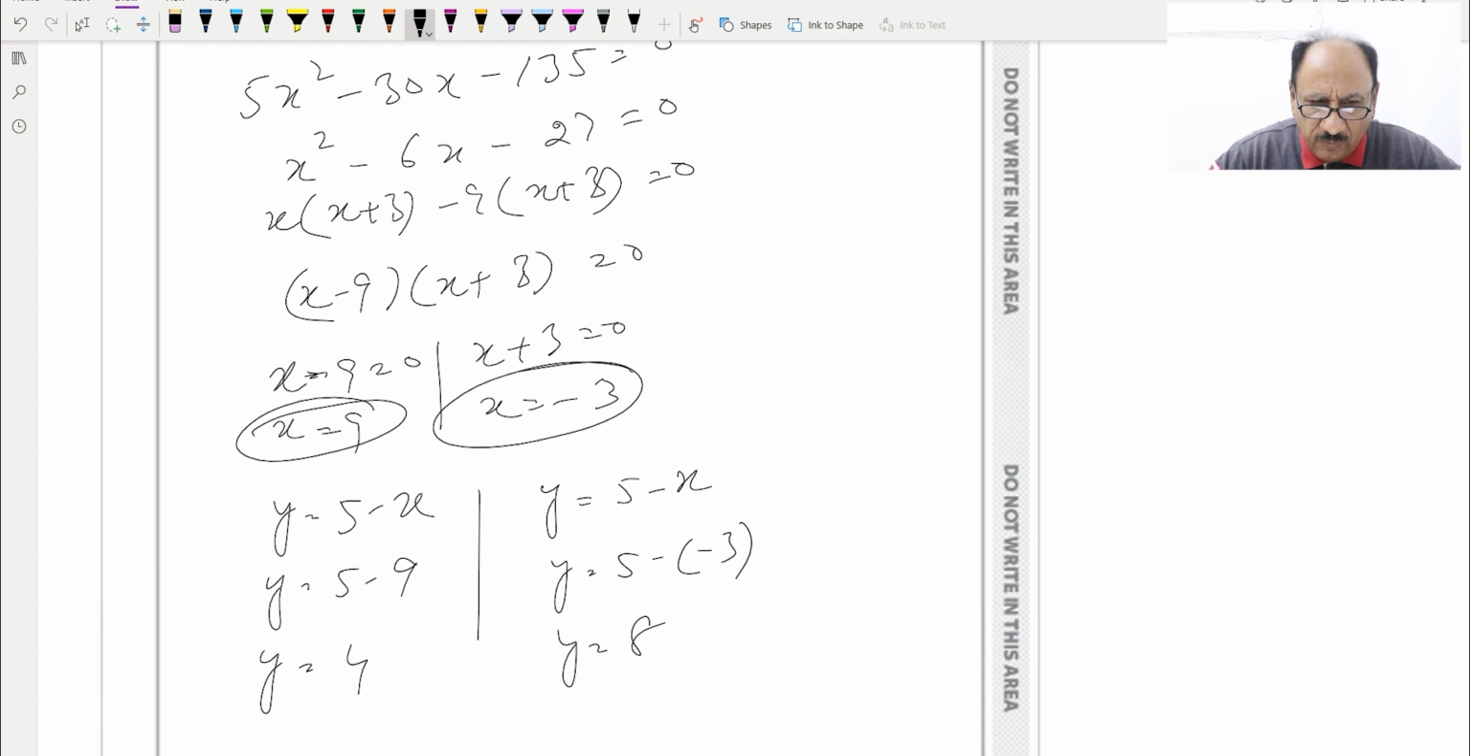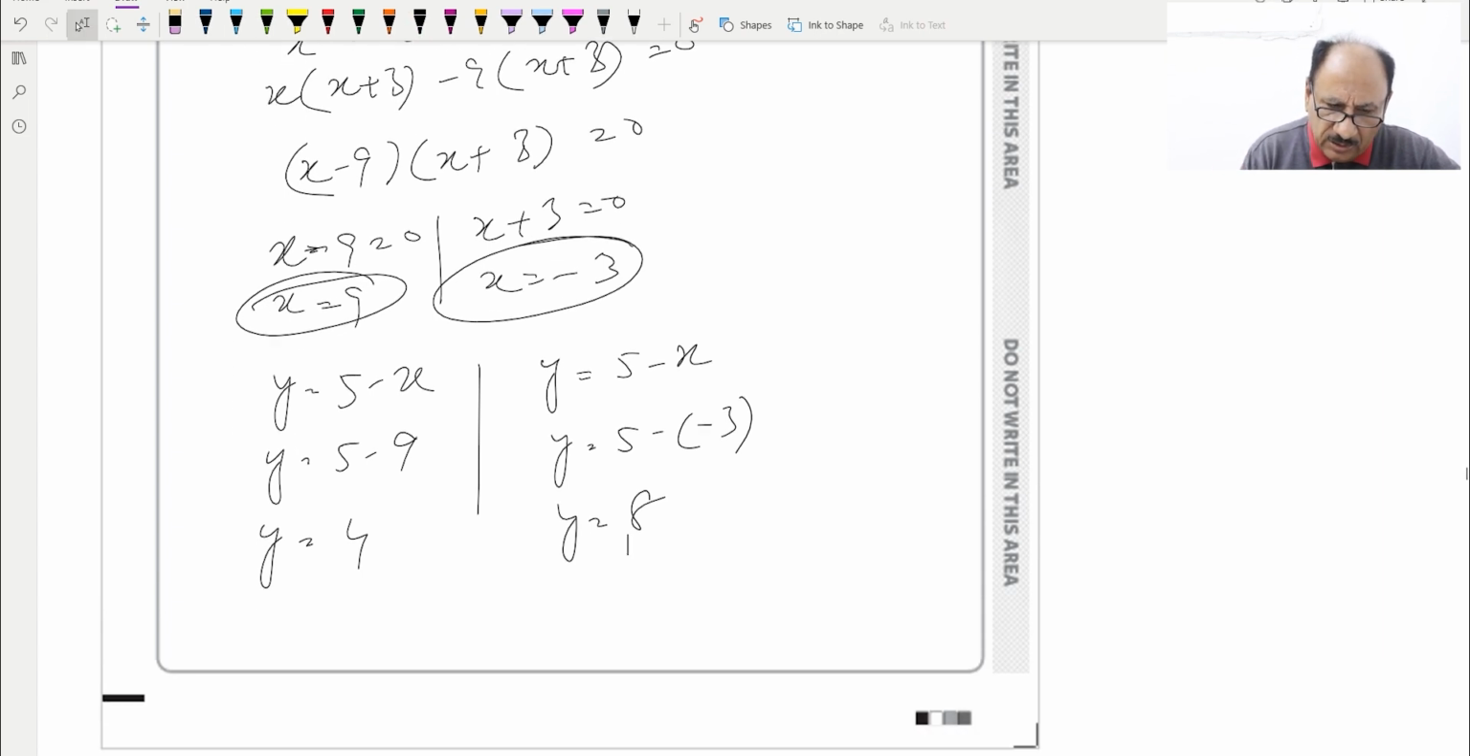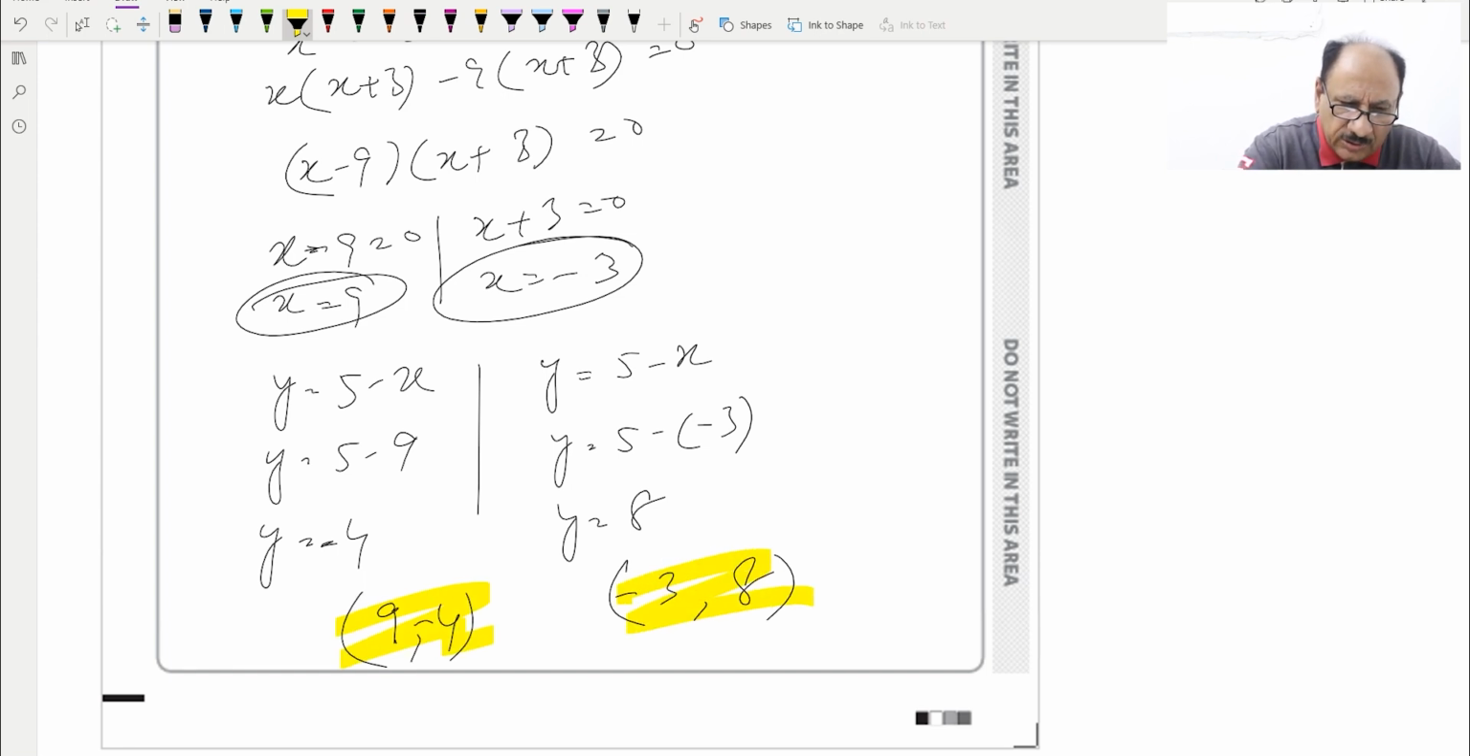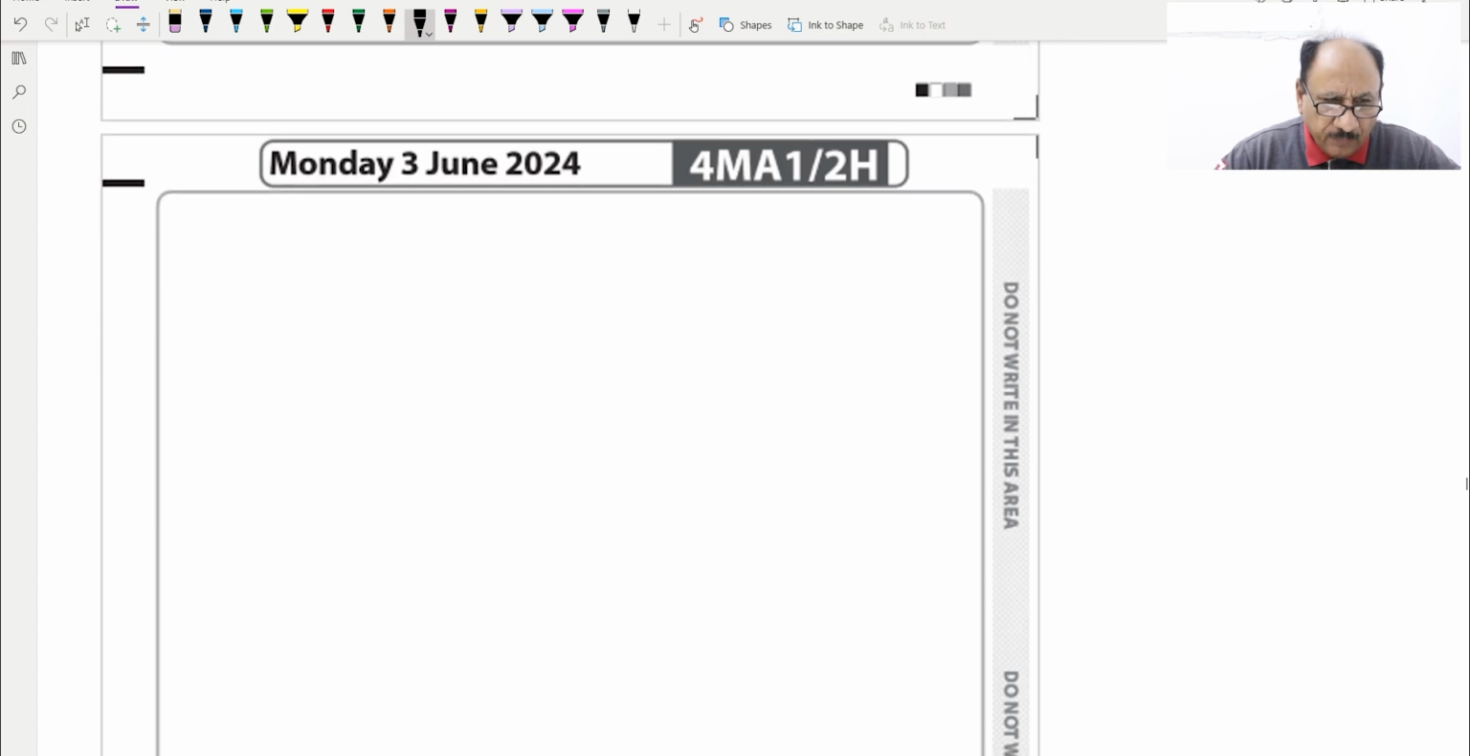So the points will be what? If we are taking x value 9, y value will be minus 4. If we are taking x value as minus 3, our y value will be 8, and these will be the 2 required points of intersection, which we have done. And this was a 5 marks question which we have done nicely. Basically this one is question number 23.